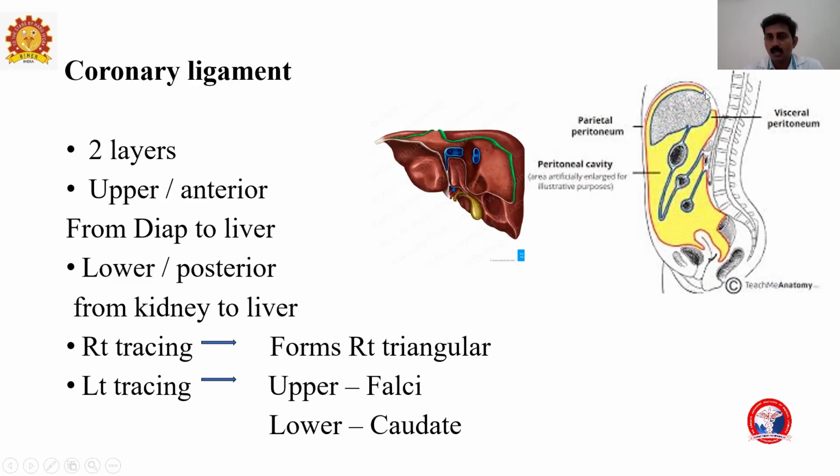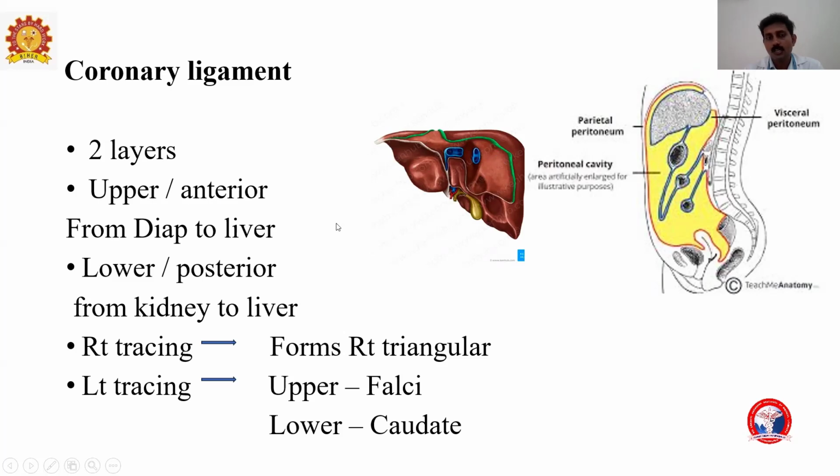This point is called what? Upper coronary or anterior coronary. You can see in this picture also. This part is called the upper coronary or anterior coronary ligament. So it is the reflection of the peritoneum from diaphragm to the liver.